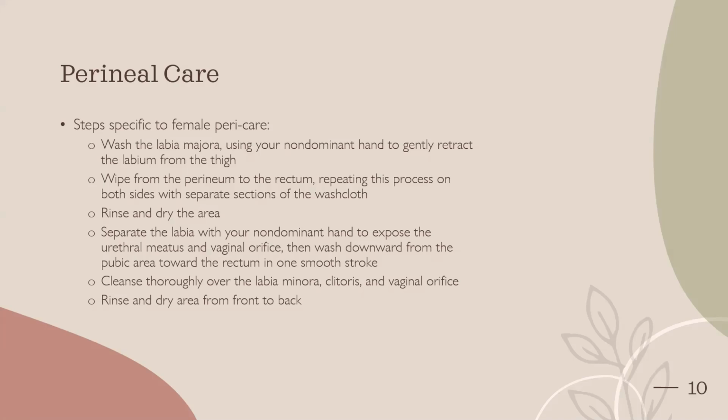Next, you're going to separate the labia with your non-dominant hand to expose the urethral meatus and vaginal orifice. Then wash downward from the pubic area towards the rectum in one smooth stroke. Again, you can repeat these strokes just with different areas of the washcloth. Then you're going to cleanse thoroughly over the labia minora, clitoris, and vaginal orifice. Lastly, rinsing and drying that area from front to back again.